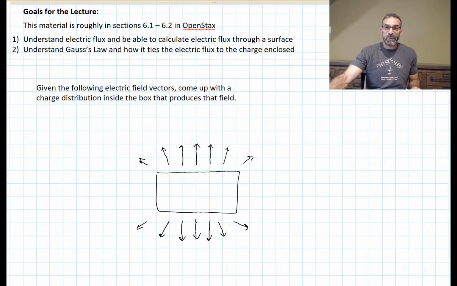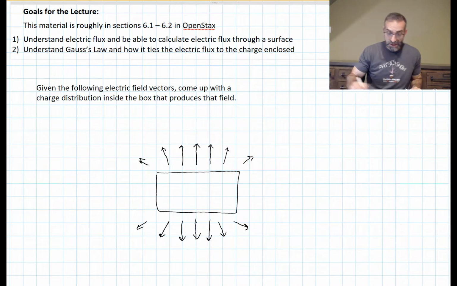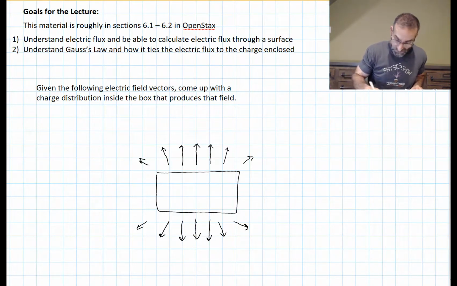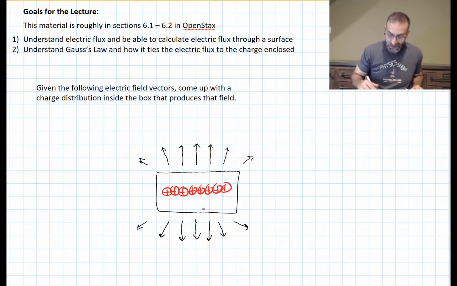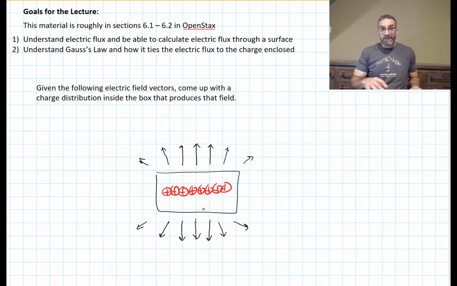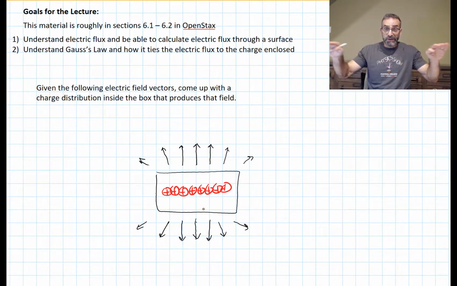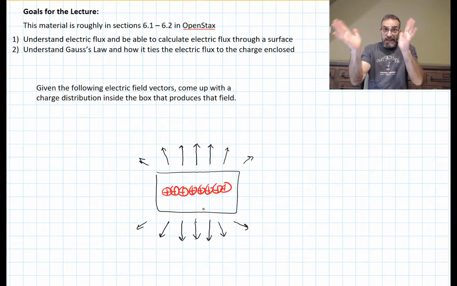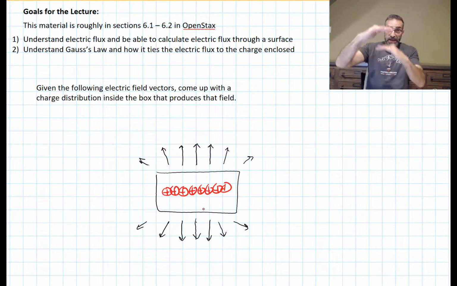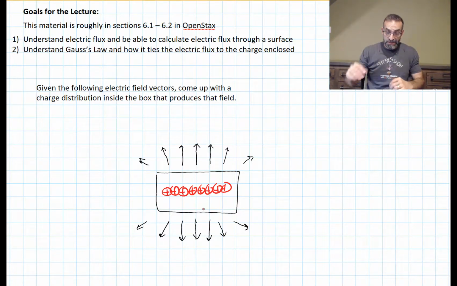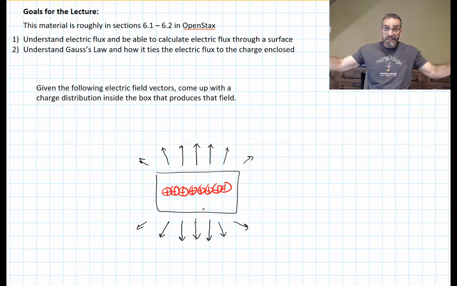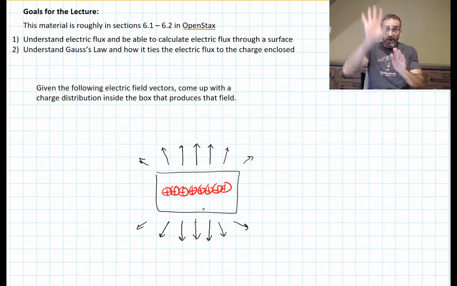Let's do one more. I think one possible charge distribution is a line of charge. So if we had a whole line of positive charges, they would produce an electric field that looks like this. As that line of charges becomes longer and longer and longer, the electric field lines become more and more parallel coming off the charge distribution. And when that line goes to infinity, the electric field lines all become parallel.